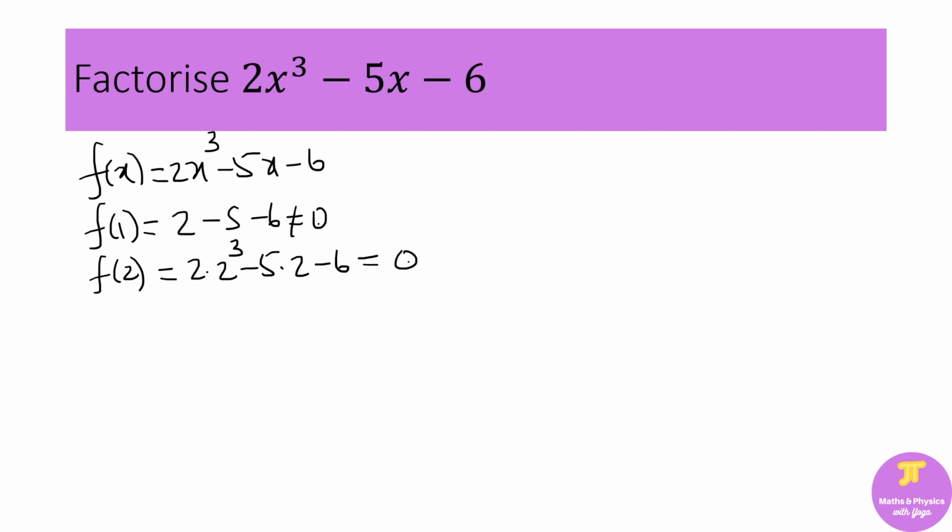So we can write this equation as x minus 2 times something. This is a cubic equation, so the quotient will be a quadratic function, and it would be 2x squared plus bx plus c. In the previous video we learned how to find b and c by expanding the bracket. In this video we learn how to find this quadratic function using long division.